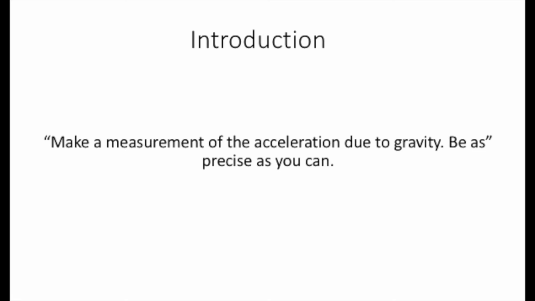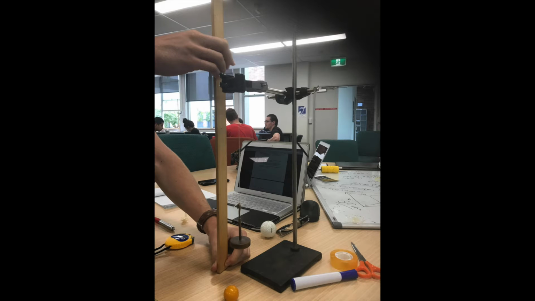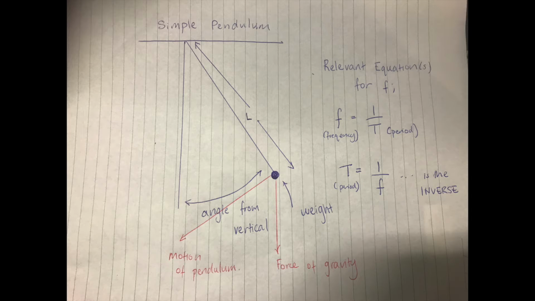In this laboratory, we will measure g, i.e. gravity, by timing the swing of a pendulum. A simple pendulum consists of a weight attached to a string hanging from a point where the string is attached. Let's go through some theory about the simple pendulum.